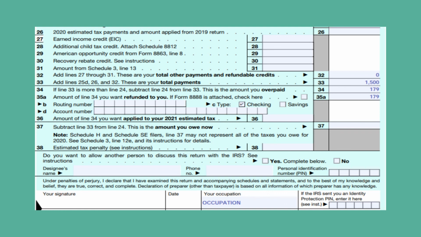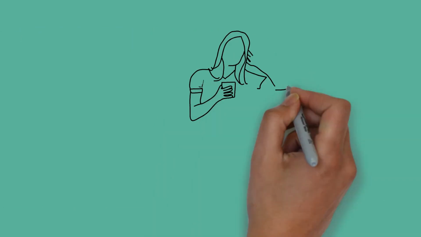Note that there is a box to the left of line 35A referring to Form 8888. You would only check this box if you want your refund deposited into more than one bank account, so usually this will be left blank. Remember to sign, date, and put your occupation at the bottom of the form. Your taxes are all done.